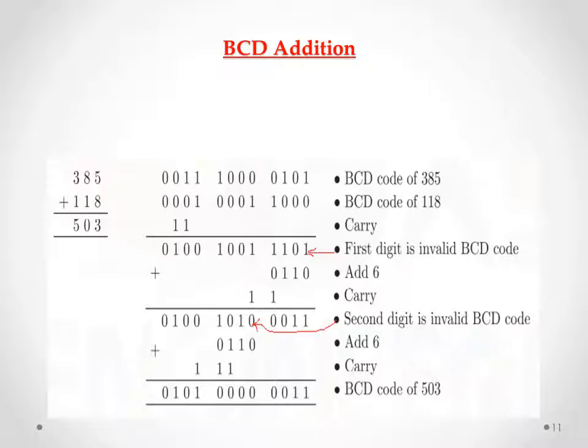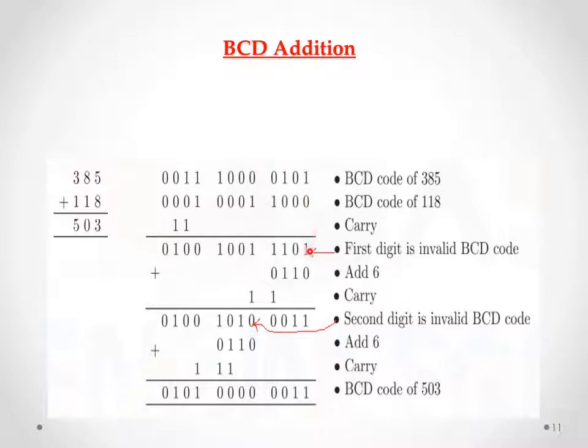Now in this combination, first let's see in decimal 385 and 118. The answer is 503. Now let's check in BCD form. First write it in BCD form for 385 and 118. Now let's start the addition from this point.